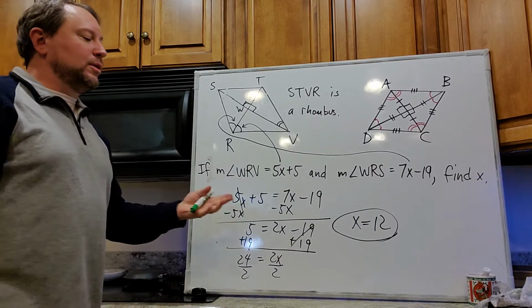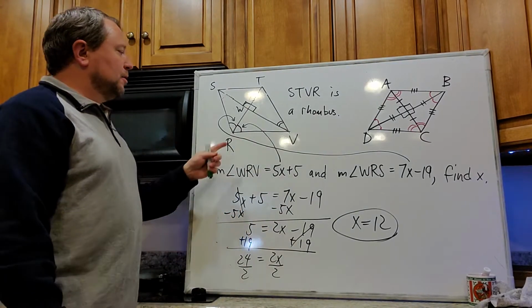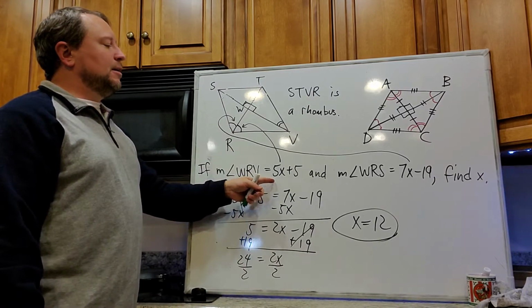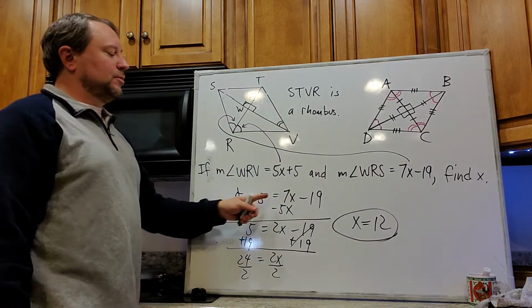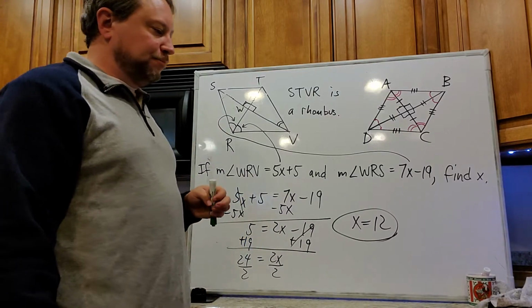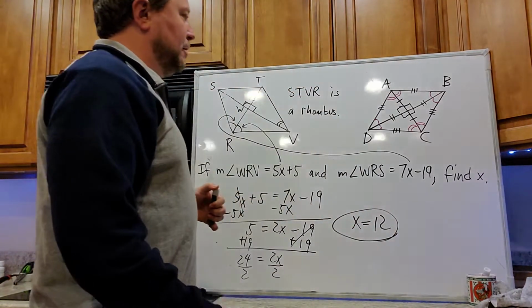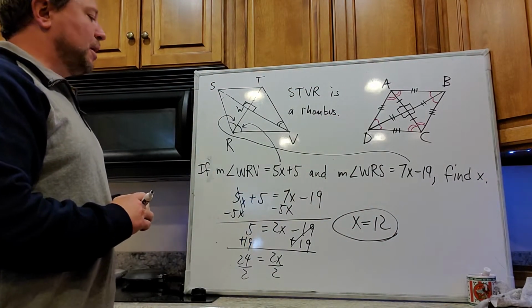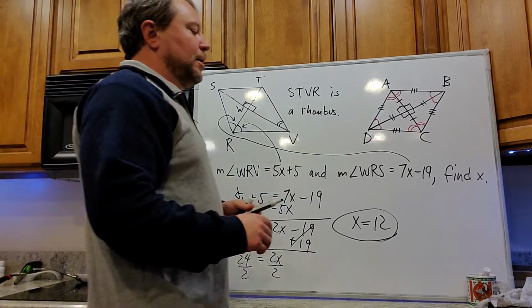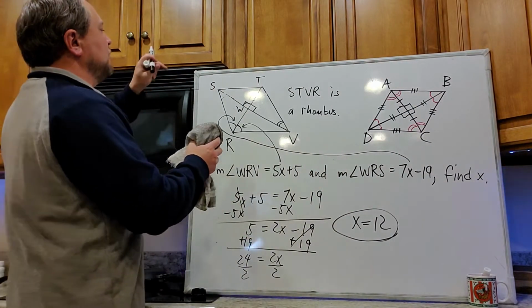Okay? You could always plug that back in to actually find the measure of the angle as well. So if I plug that 12 back into here, or even here, since they're equal to each other, I can see how big that angle comes out to be. Okay, so those are some of the types of problems you'll run into on your homework. Now there's one other last type of problem here that I want to show you.